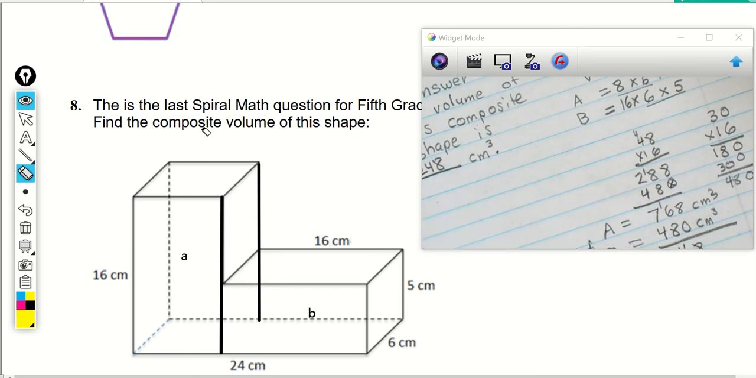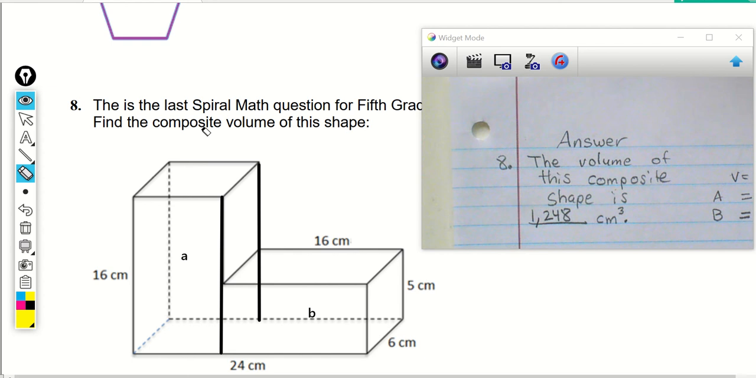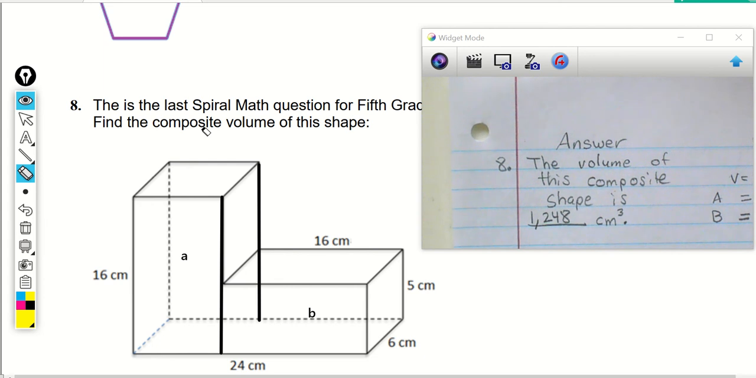And boys and girls, you are now done with spiral math. Make sure that you fill out the survey so I know you finished it up. And congratulations and thank you for sticking with it. You will now have been practicing your math skills, which will keep you ready and sharp for 6th grade. Well done, boys and girls.